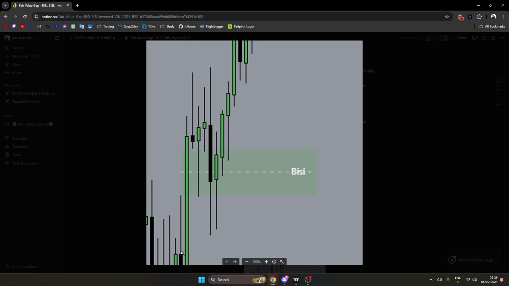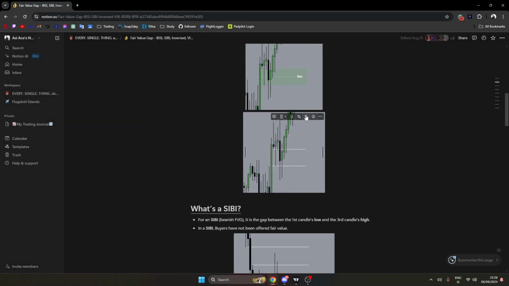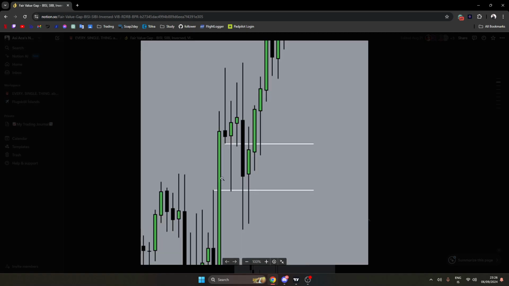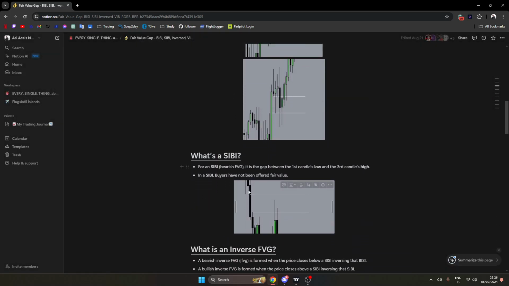So sell side has been delivered. Now it's buy side imbalance. So we're going to go up and fill buy side. So we go up, create the fair value gap, we come back into it and continue higher. As you can see, it's the high and the low creating the BISI.